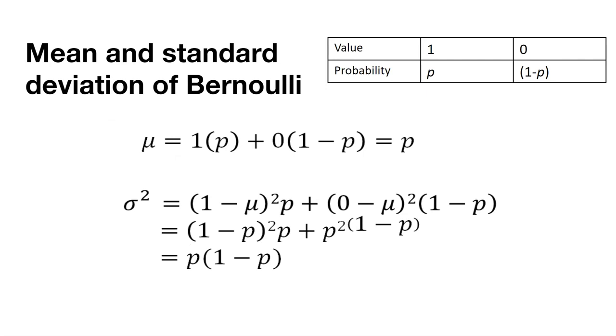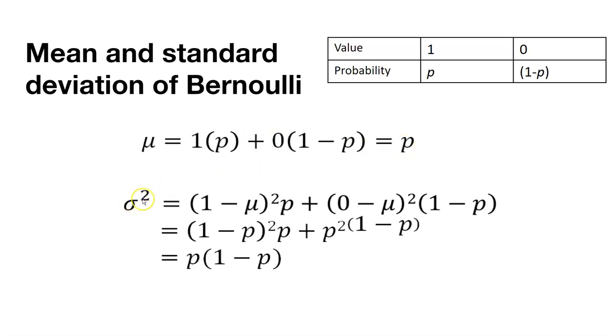So here's the mean and the standard deviation of a Bernoulli. It's relatively straightforward. That is, the mean value mu is 1 times the proportion plus 0 times the complement of that proportion. And this actually turns out to be p. And so the mean value, mu, is p, the proportion that you're interested in.